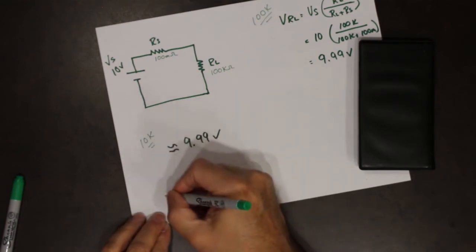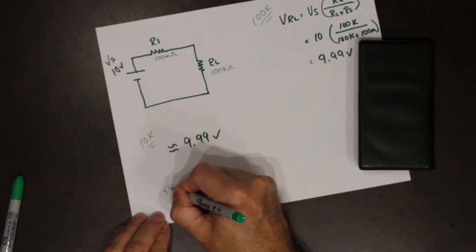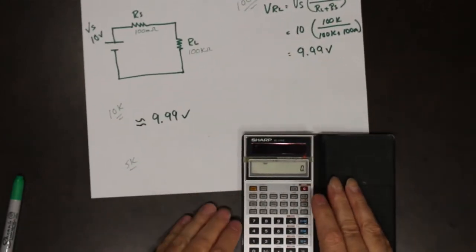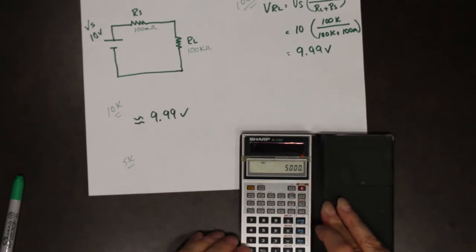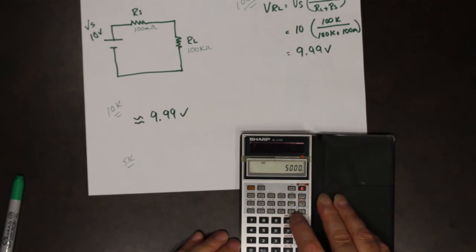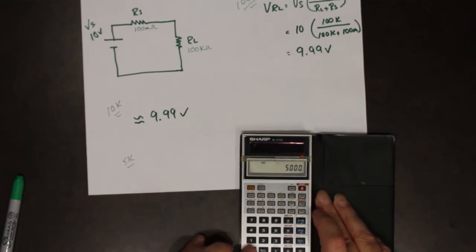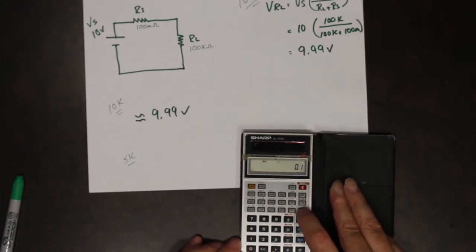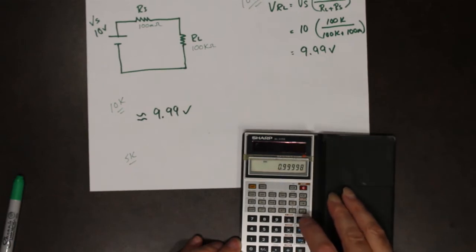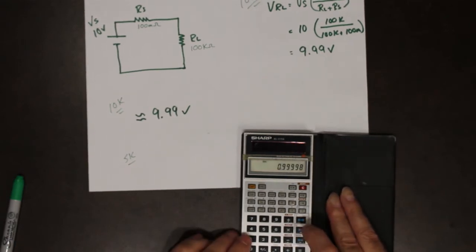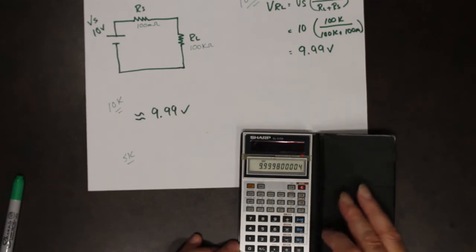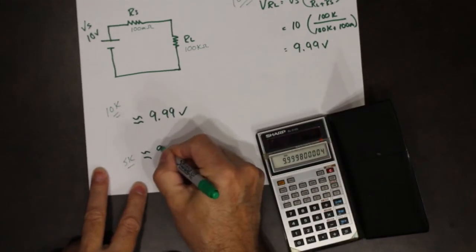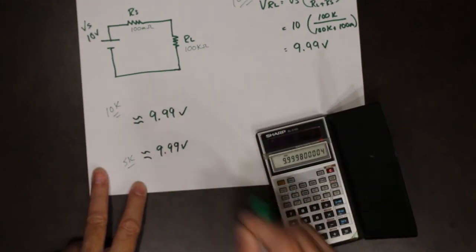If I then change this value to 5K, we've got 5K divided by 5K plus 100 milli, times 10. And again, we're losing a couple more decimal points. But notice, look, we're still at 9.99 volts.